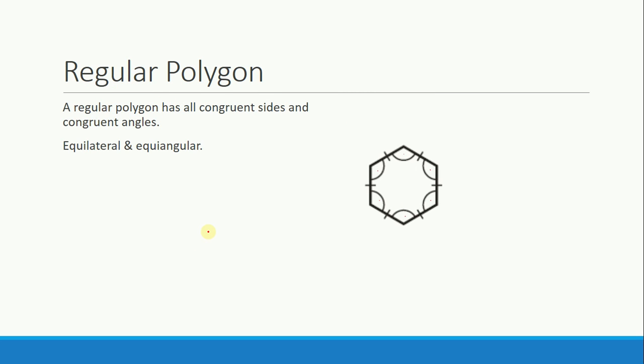Another definition we need to talk about is what's known as a regular polygon. A regular polygon has all congruent sides and congruent angles, aka they're equilateral and equiangular. So that means every side is congruent and so is every angle. I'll draw this little diagram over here so you have an idea of what that's going to look like.